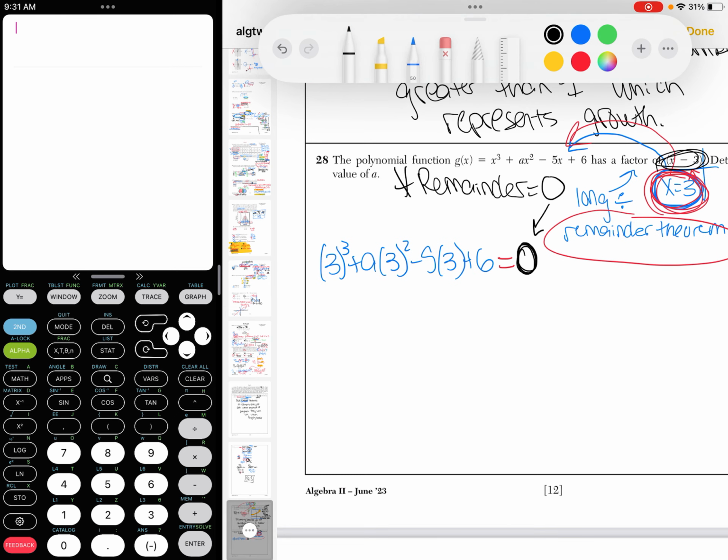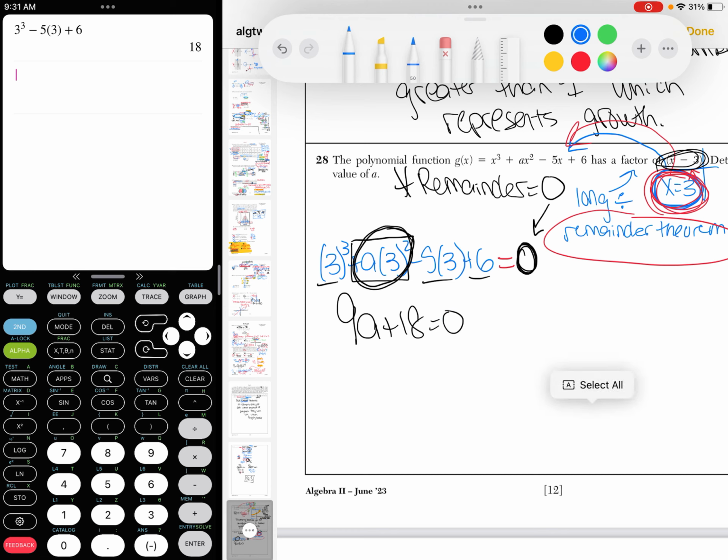So here I go in my calculator. This is the one thing that I can't combine like terms with. Everything else can. So I'm going to do 3 to the third minus 5 times 3 plus 6. And then I'm also going to simplify this. 3 to the second power is 9, so that'll be 9a plus 18 equals 0. So now I'm going to just solve this equation. Subtract the 18 over. I get 9a equals negative 18. Divide by 9, and I get a equals negative 2.